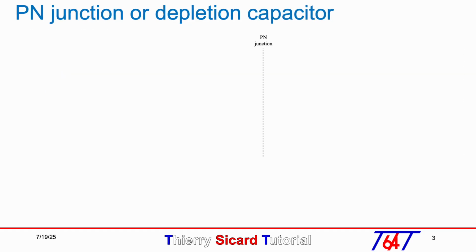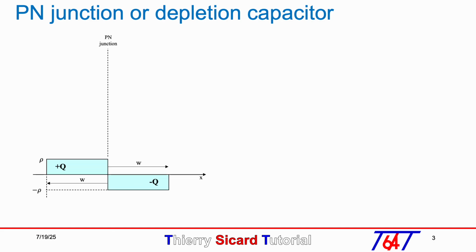Around a PN junction, we have the space charge represented here by the electric charges plus and minus Q. For simplicity, I assume that the P and N doping were equal, so the ρ charge density was also equal and the Q charges were distributed over the same distance W on either side of the junction.